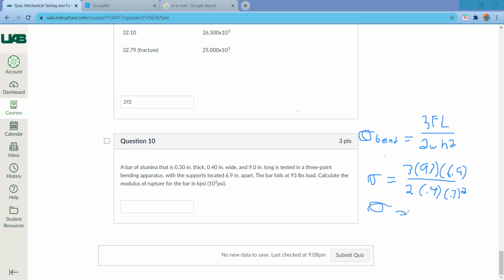So this is going to give us 26737.5 psi. We're asked in kpsi, which is 1,000 psi, so divide by 100, or my bad, divide by 1,000. And our data only has one significant digit, and the answer is 26 here, so I'm going to write it as 30, and hope that works.